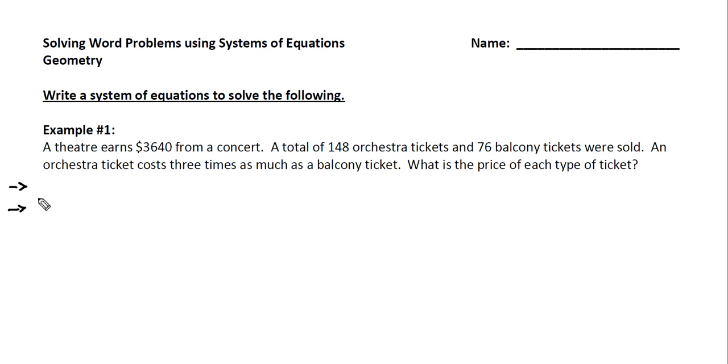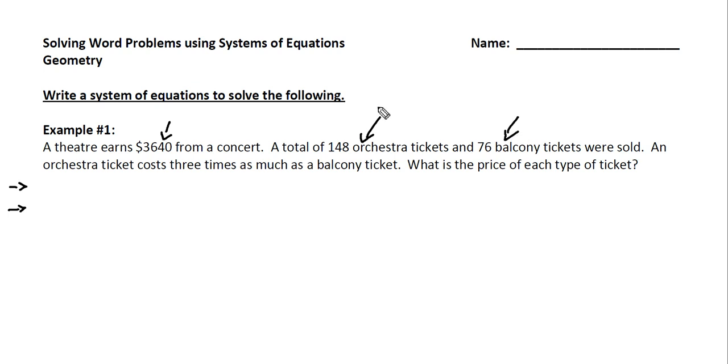Now, a lot of times, these equations are going to be talking about the amount and also the cost. So in a lot of examples like this, one equation is going to talk about an amount of some sort, and the other equation is going to talk about the cost of some sort. So in the very first sentence, we have something talking about the cost. The theater earns $3,640. So if we add up all the tickets that were sold, we'd get $3,640. And we're told how many tickets we have. We have 148 orchestra tickets and 76 balcony tickets.